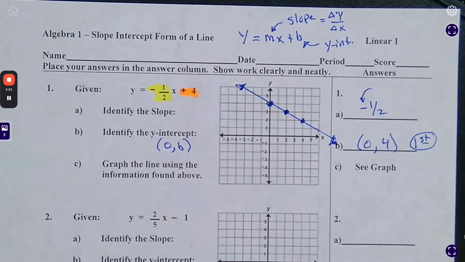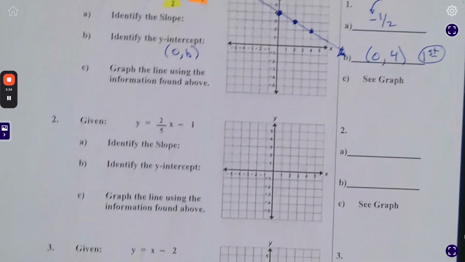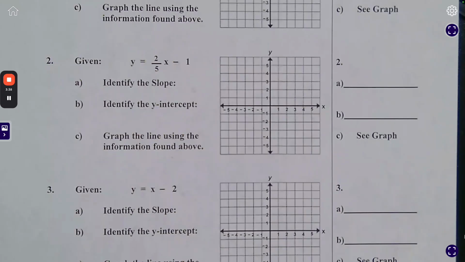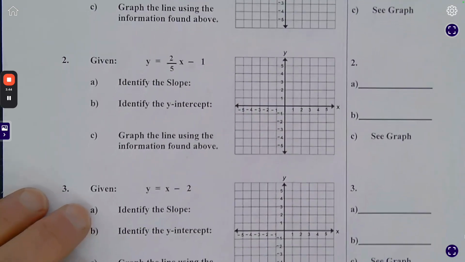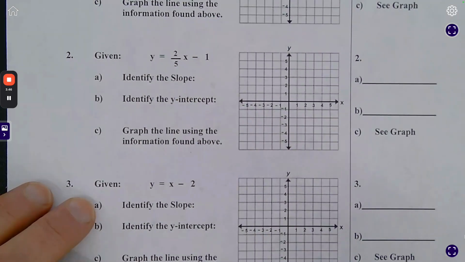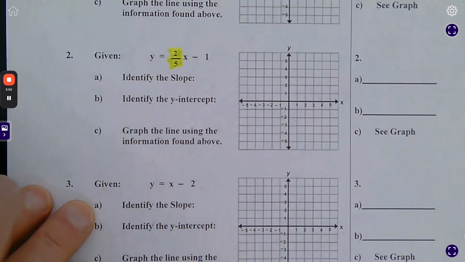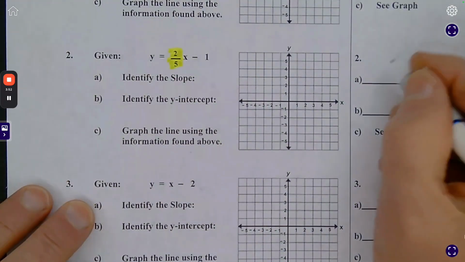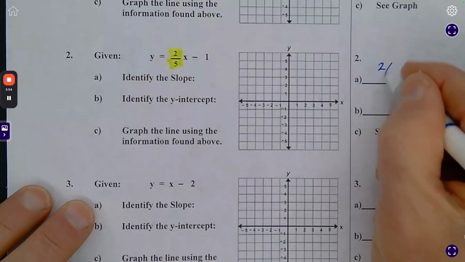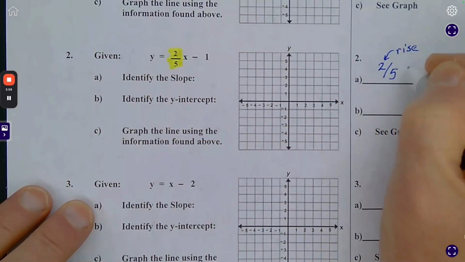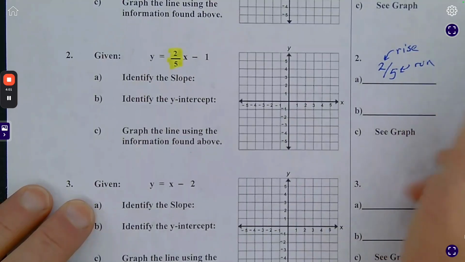Okay, let's do it again. All right, here's number 2. Number 2 says, given the equation y equals 2/5 x minus 1, let's first identify that slope. Okay, so try to do it. What's the slope? That's right. 2/5. So I just identified that slope, and so did you. That's 2 divided by 5. Remember, that's my rise, that's my run, always.